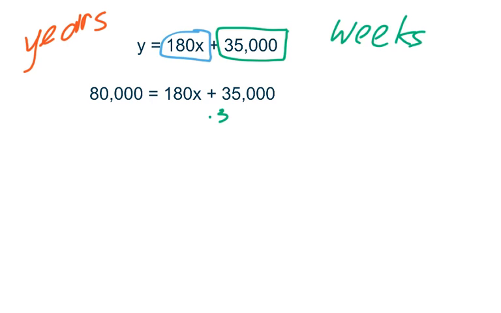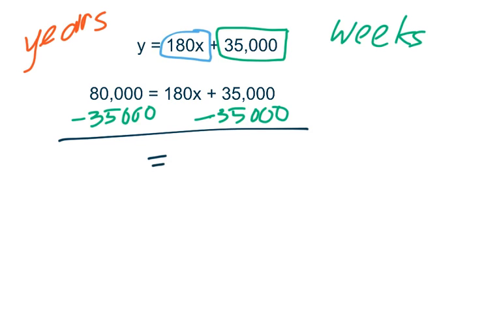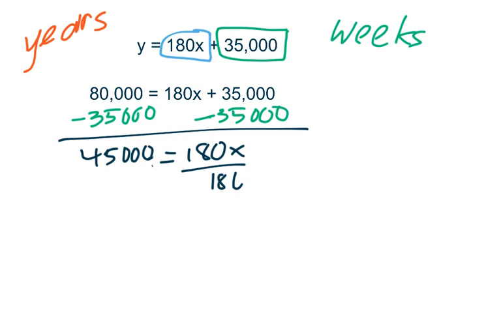So let's begin by subtracting the 35,000 from each side of the equation. And when we do that, we're left with 45,000 equal to 180x. Now from here, we need to divide by the coefficient, which is 180, and we'll do that on each side of the equation. And when we do that, on the left-hand side, we're left with 250.